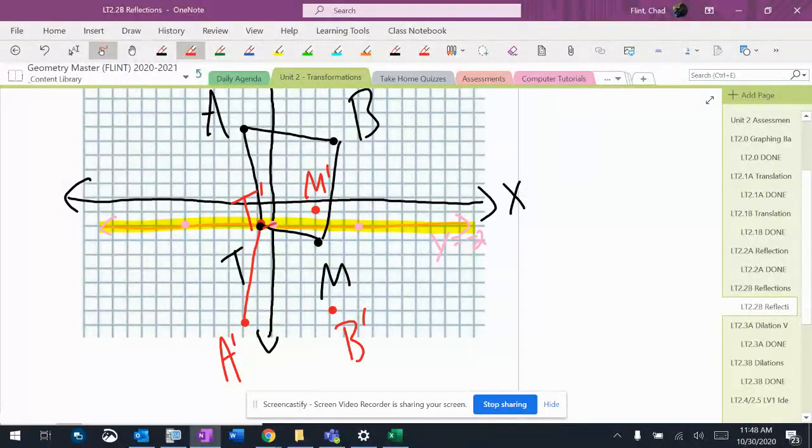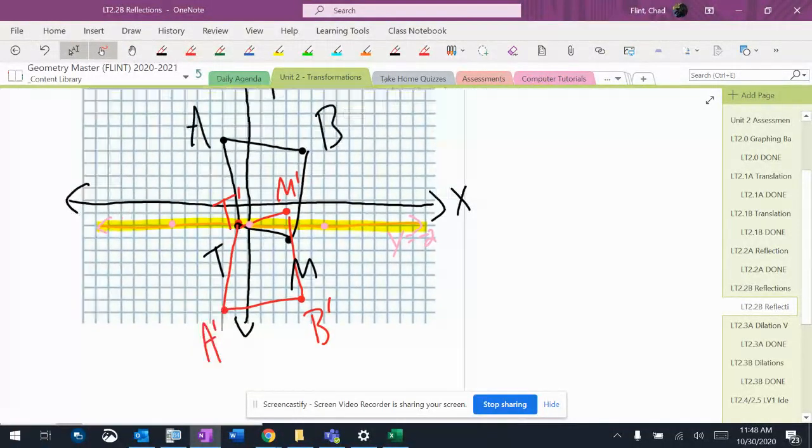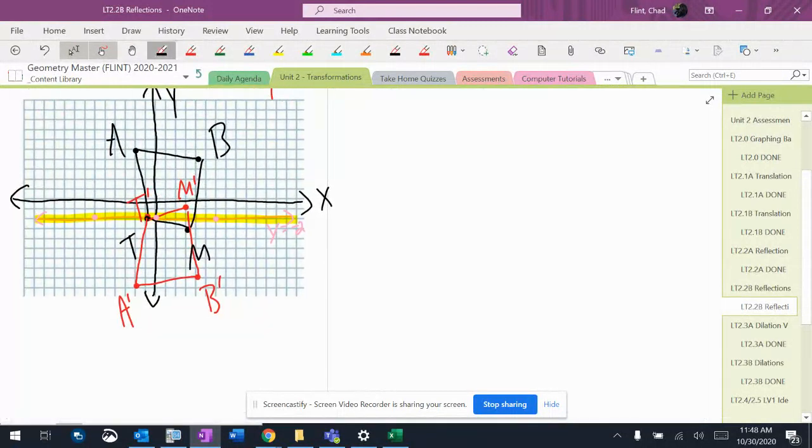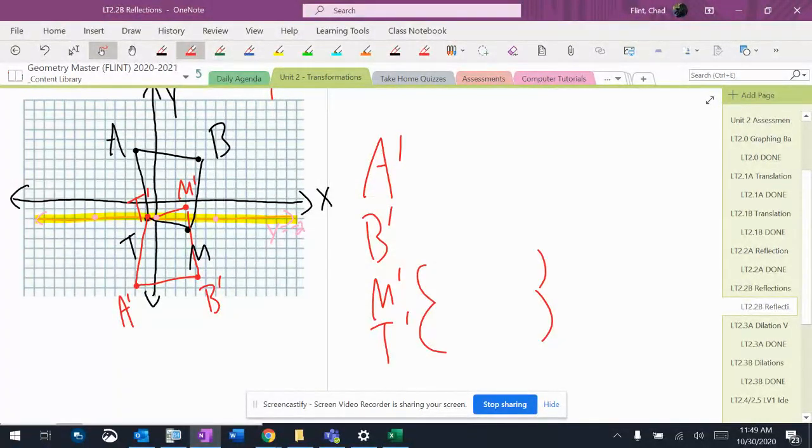So I can draw this. All right, and you can hopefully see how that reflected over that yellow line there. And then I'm going to write down my coordinates: A prime, B prime, M prime, and T prime. All right, so that's what I've got. I'm going to put the coordinates down here.